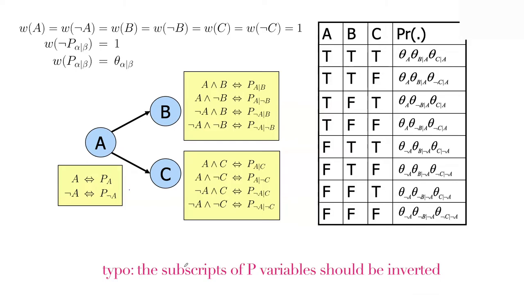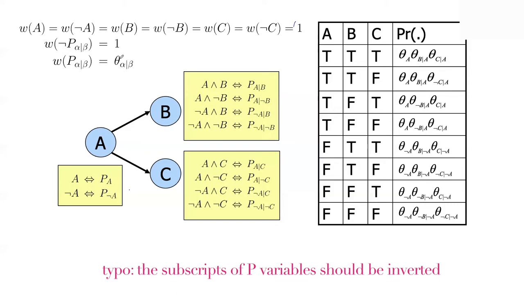Here's what happens. For the variables that are in the original Bayesian network, A, B, C, everything gets a weight of 1. That's pretty simple. And for the new variables that I introduced, the negative literal will be 1, and the only literals that get non-trivial weights are these guys. The positive version of each gets the actual parameter, the actual number that I have in the Bayesian network.